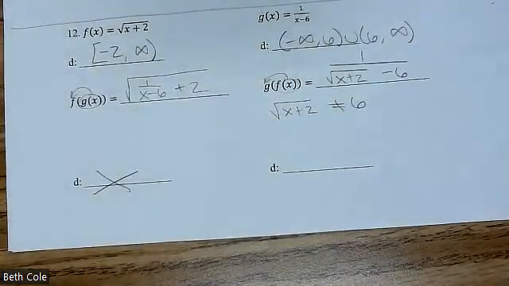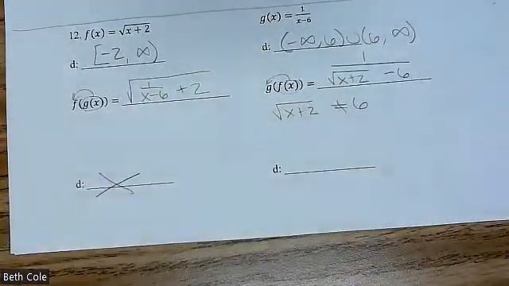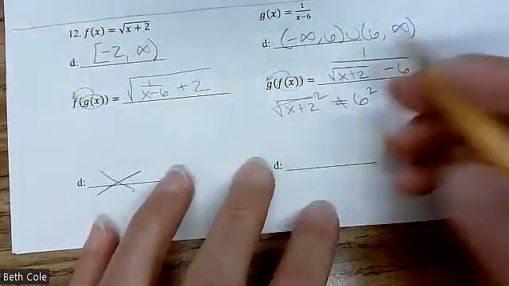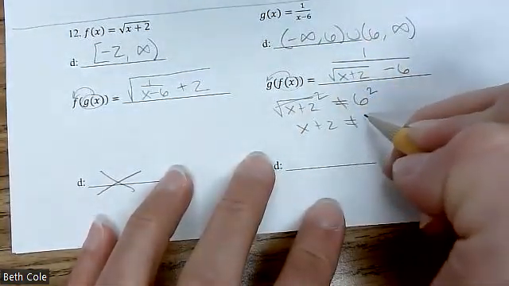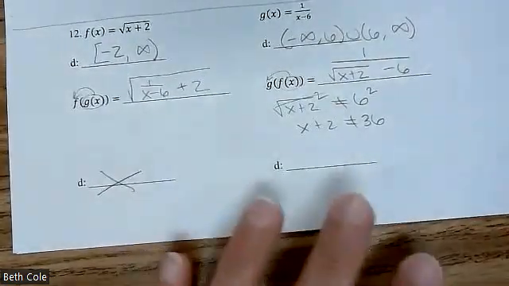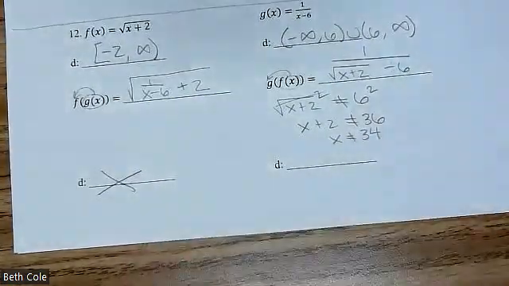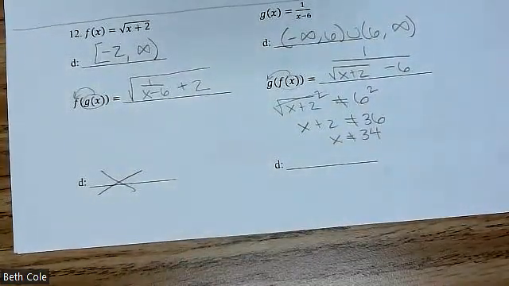And then you would start to solve that. What would you do to get rid of a square root? Square. X plus 2 cannot be 36. You did the whole thing in your head. So X can't be 34. 34 is a troublemaker.